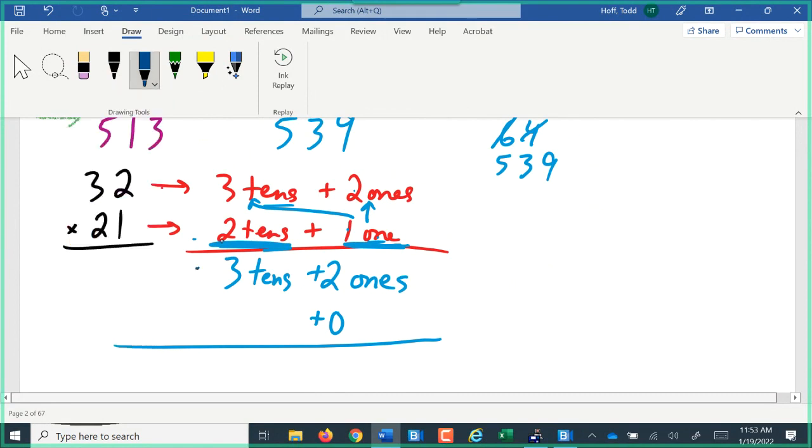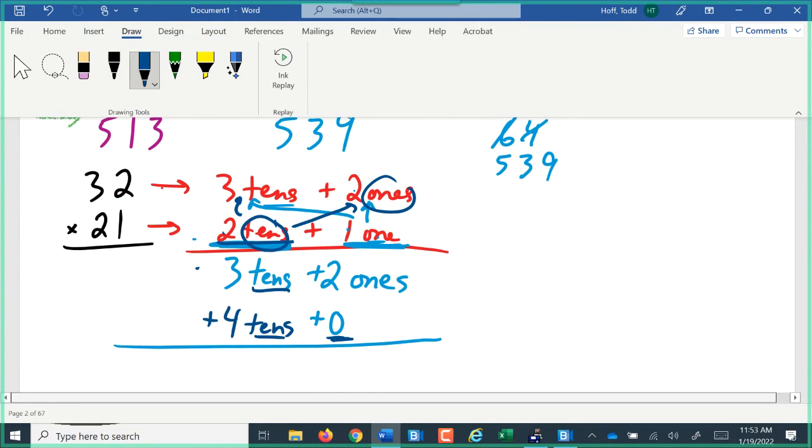Now we have the 2 tens times the 2 ones. Again, we combine counts. 2 times 2 is 4. But we also combine the names. 10s times 1s is 10s. Leaving that 0 here was just a way of making sure we keep our place values lined up, 10s with the 10s. Now we move over again.